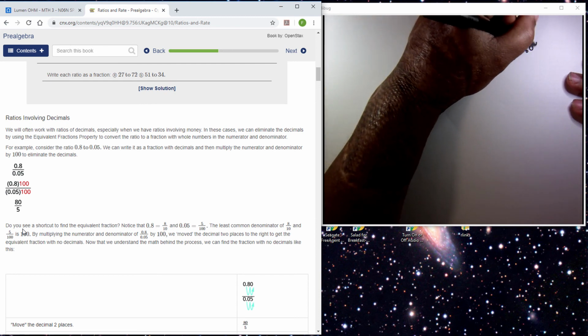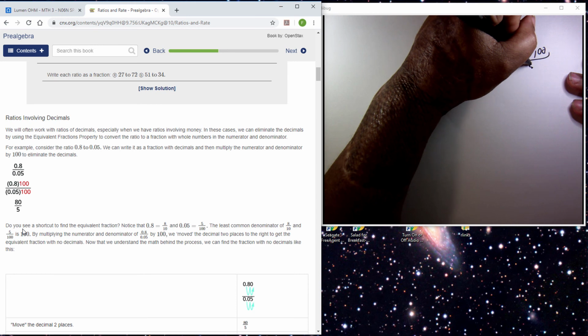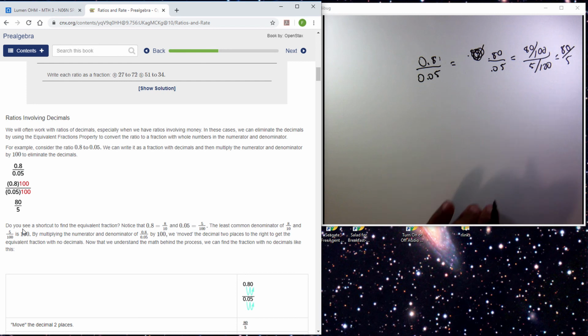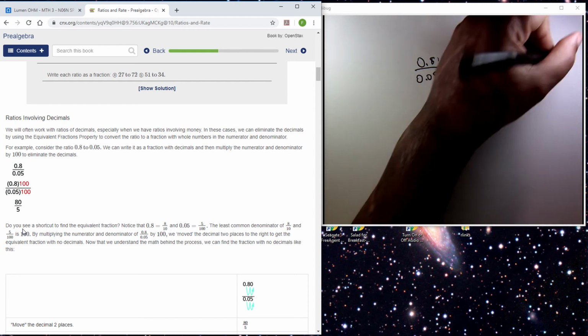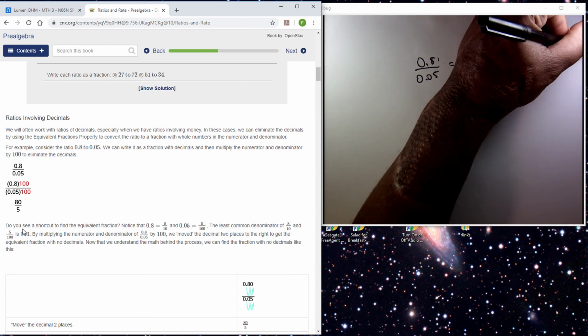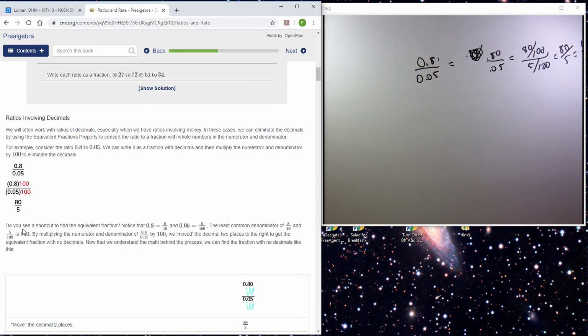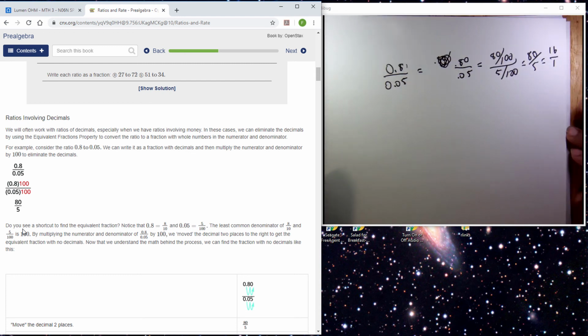And that's going to be 80 over 100 divided by 5 over 100, which is going to make it 80 over 5. Because 0.8 is the same thing as 0.80. Then once we get to that point, we can go ahead and simplify it even further. 5 goes into 5 one time. 5 goes into 80, I believe it's 16 times.